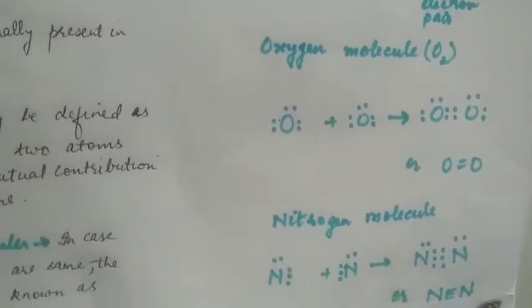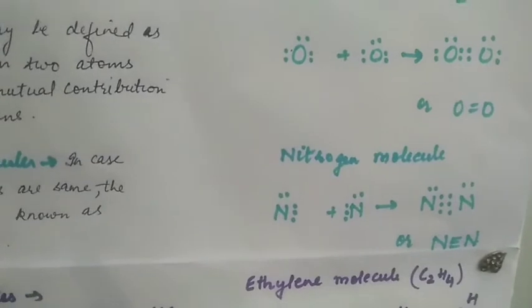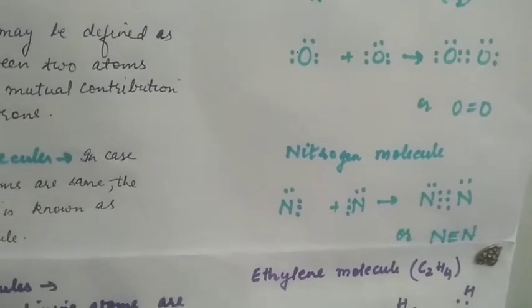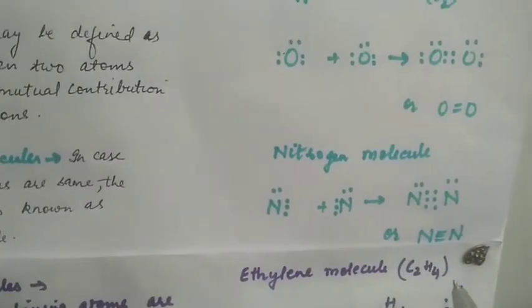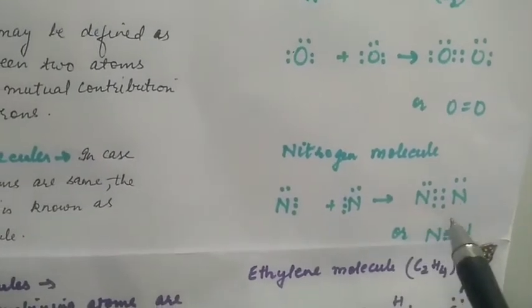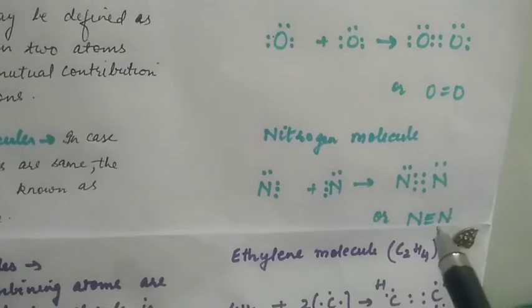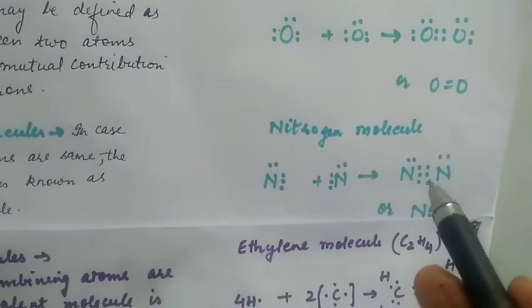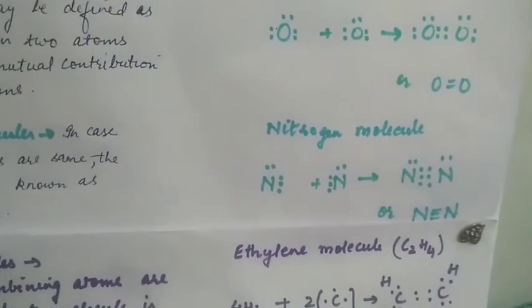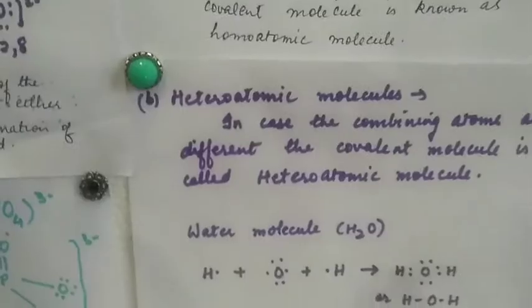The nitrogen molecule has 5 electrons in its outermost shell, needs 3 more. So both the atoms will contribute 3 electrons each for sharing. As a result, a triple bond will be formed and the octet is completed. 6 electrons are shared and 2 electrons are lone pair.